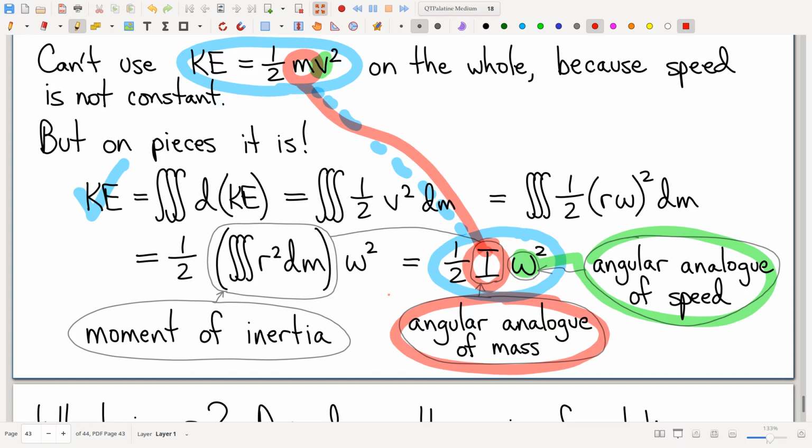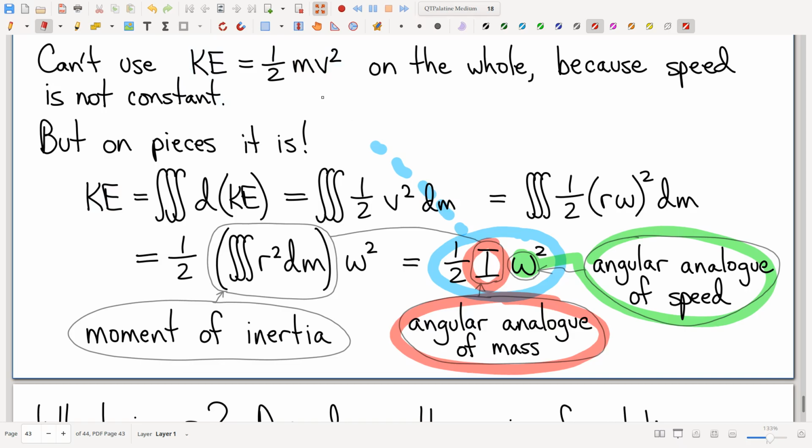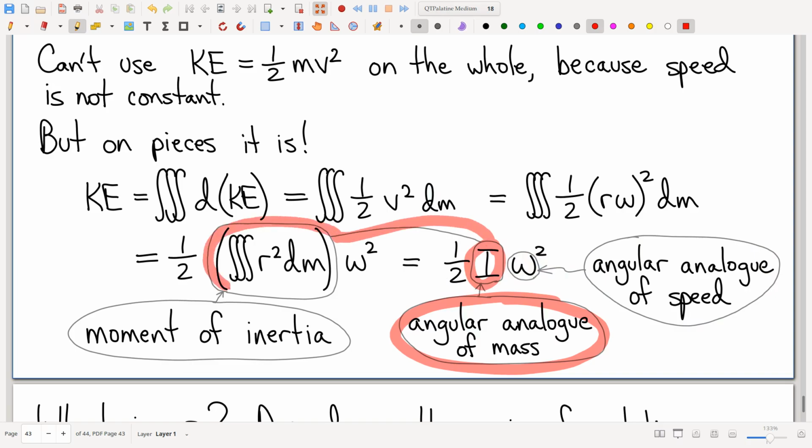So all together then, and let me get rid of all this distraction stuff here now. I, which was just a placeholder that we gave for this expression, is called moment of inertia. And this is the way to think about it. Again, my opinion, moment of inertia. We care about moment of inertia because it is an angular analog of mass when it comes to kinetic energy calculations. Everybody buy it? Okay.